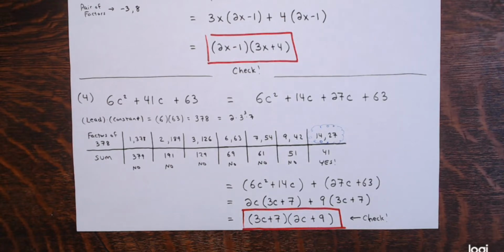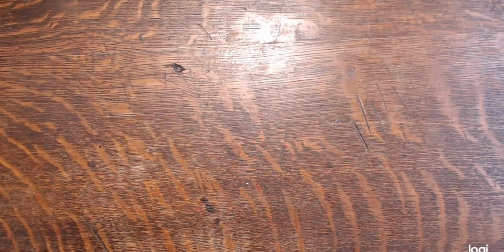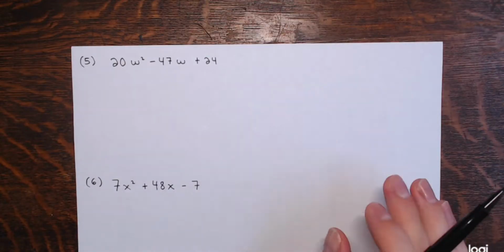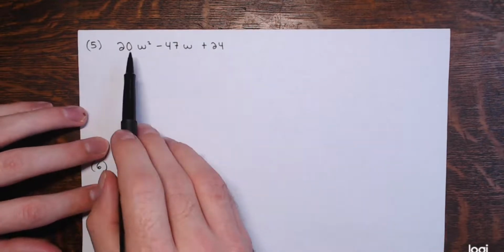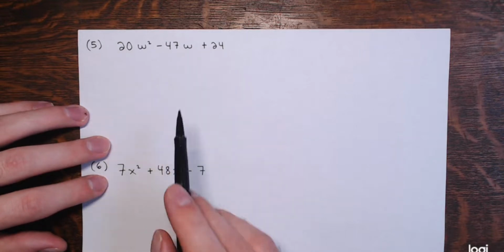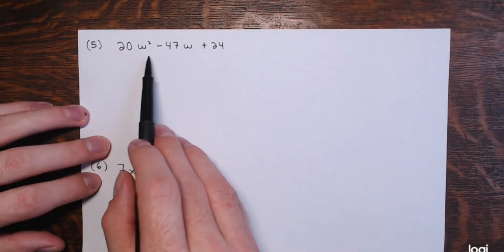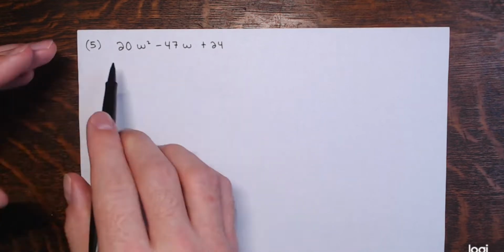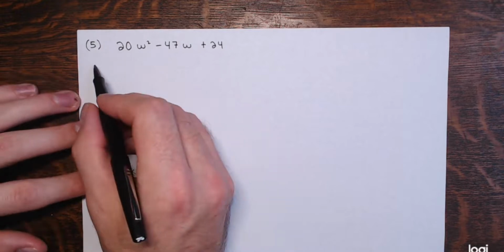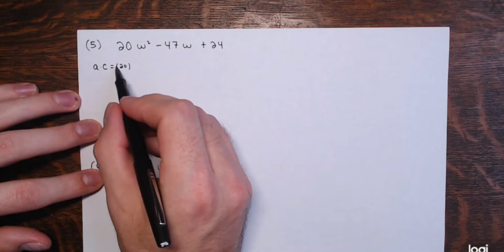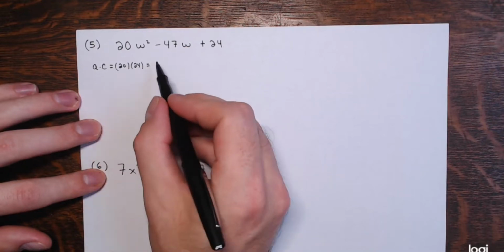Wonderful. Alright, so I'm going to keep doing this. Okay, so here 20w squared minus 47w plus 24. There is no common factor right now, so again, that's the first thing you should look out for. Is there a common factor you can pull out right away? But there isn't, so I'm going to do the a times c, lead times constant, right? That's 20 times 24, which would be 480.